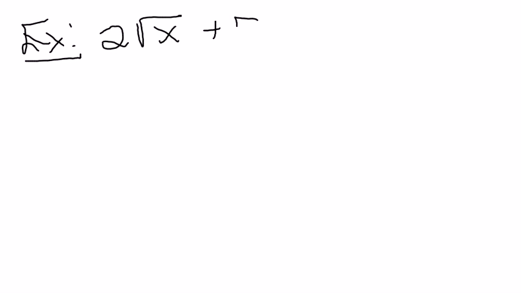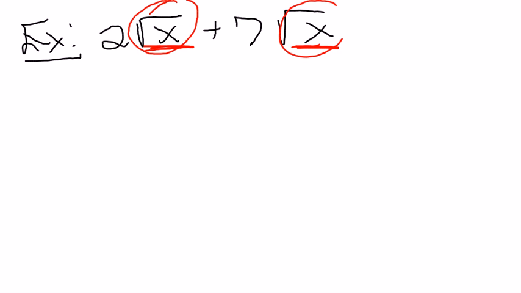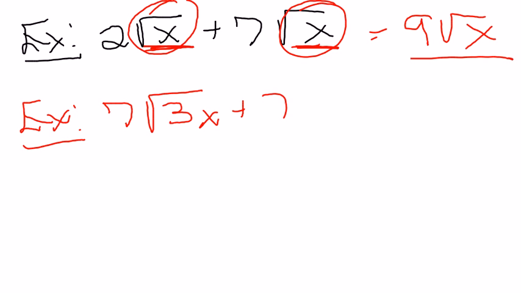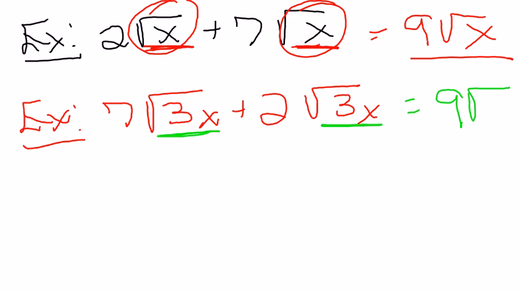Again, let's just keep working a few more examples. I have 2 square root of x plus 7 square root of x. And yes, I know in the previous examples there was always numbers underneath our radical symbol, but that's not the important part. The important part is that they match, and these do match, so I am going to get a 9 square root of x. And I'll just keep going. 7 square root of 3x plus 2 square root of 3x. Again, they both have square root of 3x, so I'm going to get 9 square root of 3x.